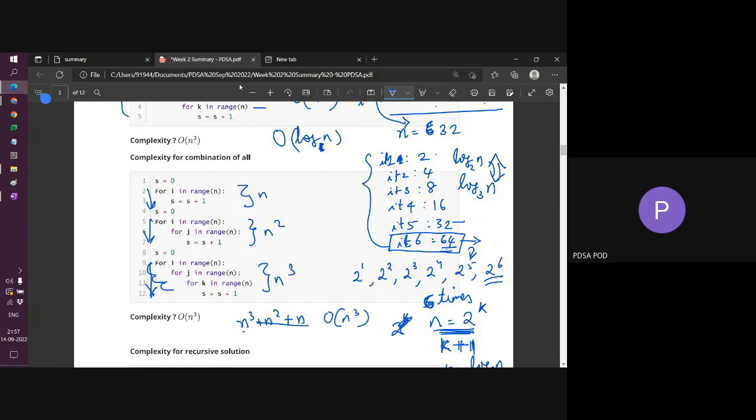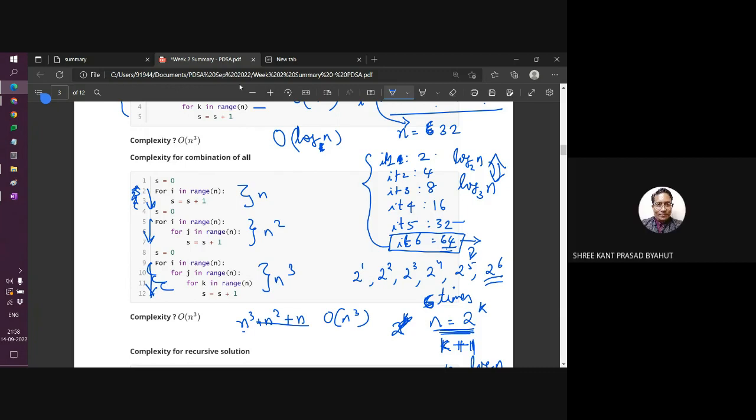So when you have nested loops, it's a multiplication. When you have consecutive loops, one loop starting after the other one is completed, then it is additive. Maybe some of you can come up with different examples, but 99% this is how it is done.